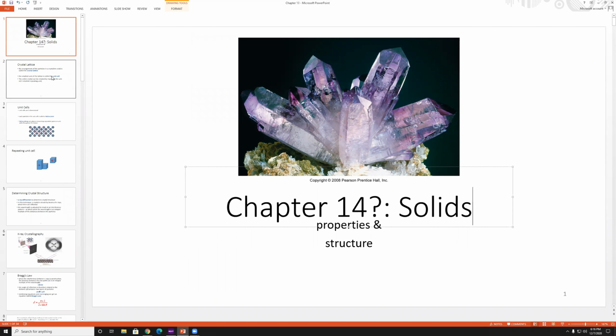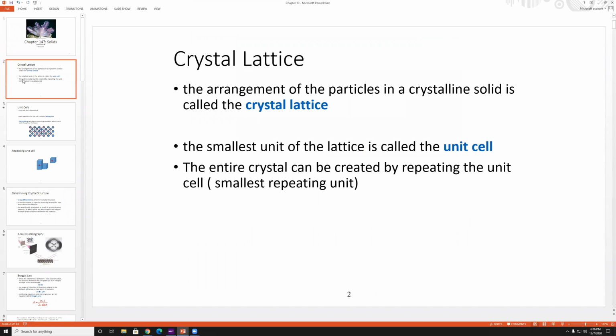Okay, chapter 14. So we'll be learning about different types of solids. And the main concept of this chapter is the crystal lattice. A crystal lattice is the three-dimensional arrangement of particles in a crystalline solid. So there's two types of solids: crystalline solids and amorphous solids.